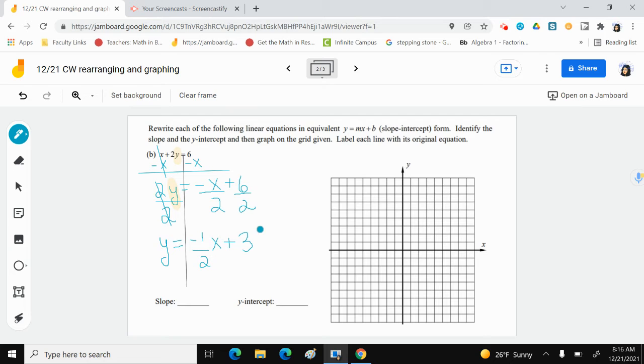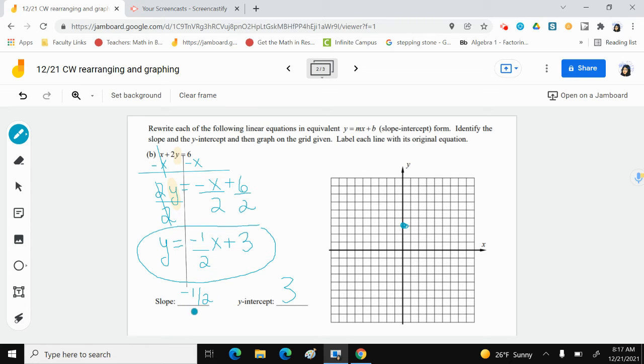So now that we have our equation with y alone, it's ready to be graphed. Let's go ahead again and identify some key features. So the y-intercept is 3. That's our starting point. And our slope is negative 1 over 2. So I'm going to go ahead to 3 on my y-intercept. Put my starting point.